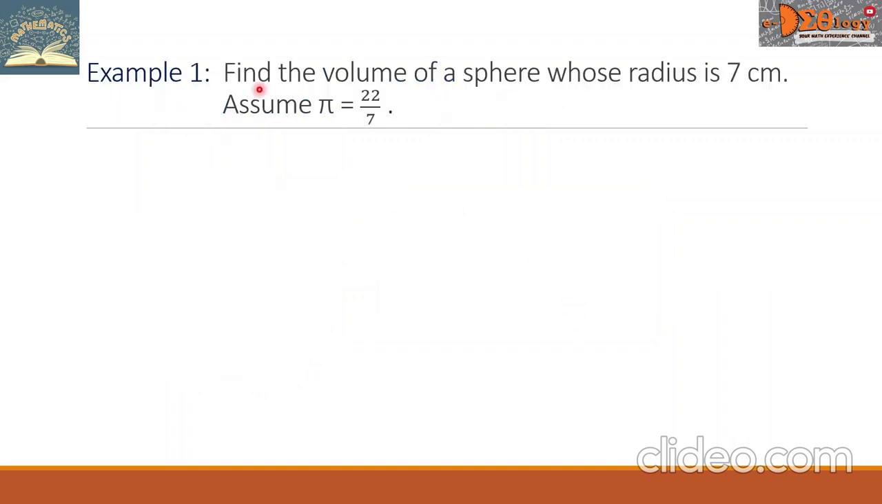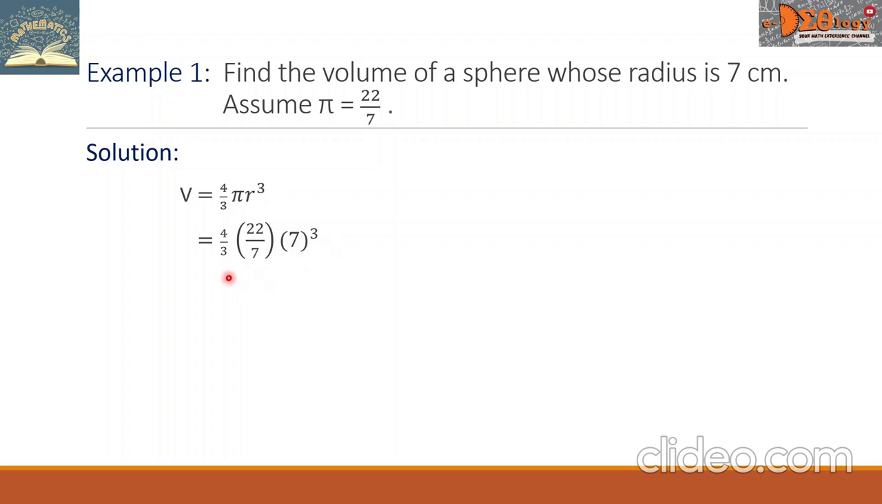Example 1. Find the volume of a sphere whose radius is 7 centimeters. Assume pi equals 22 over 7. We write the volume formula, then we substitute the corresponding values. 4 over 3 times pi, we write 22 over 7 for the pi, and r cube is 7 cube.